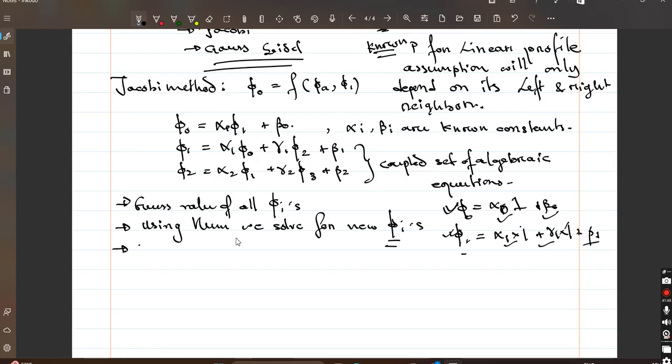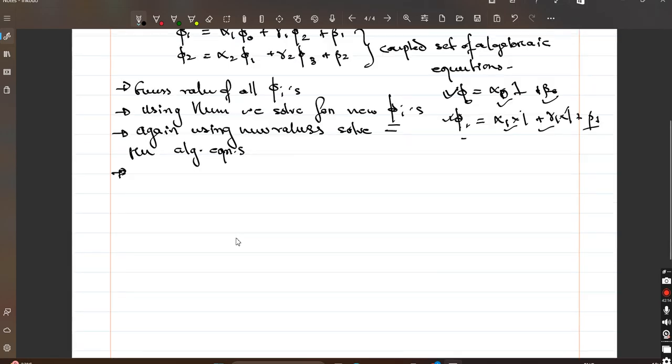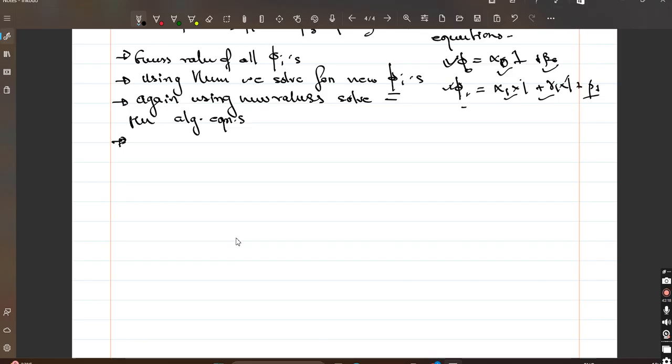So again we'll do the same with the new values, solve the algebraic equations, then we'll get another set of new values. So when do we stop, right? This will be a never-ending process that will go on using the previous step values of phi, and we do the next step. So we have to check whether the value has converged or not. Check for convergence. Okay, so how will you check for convergence?